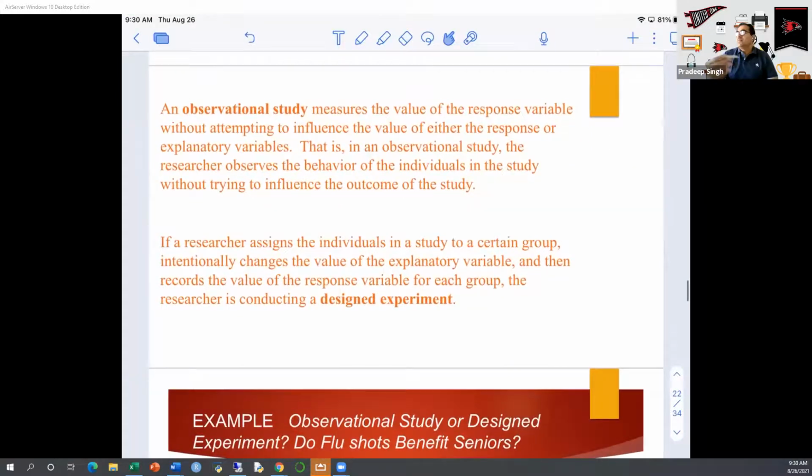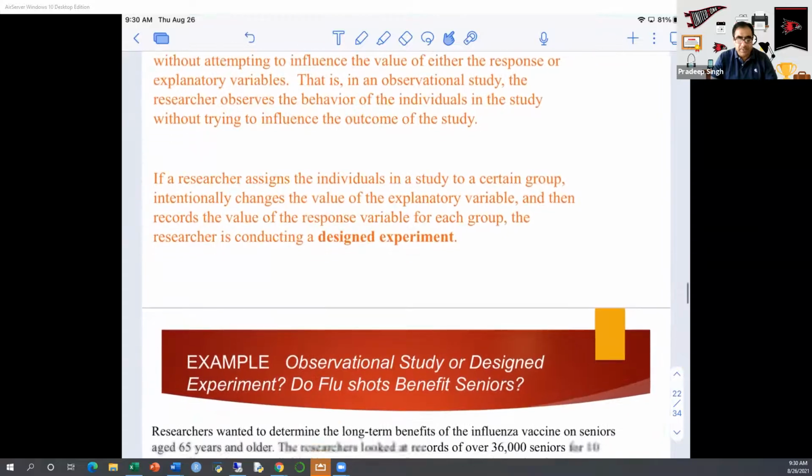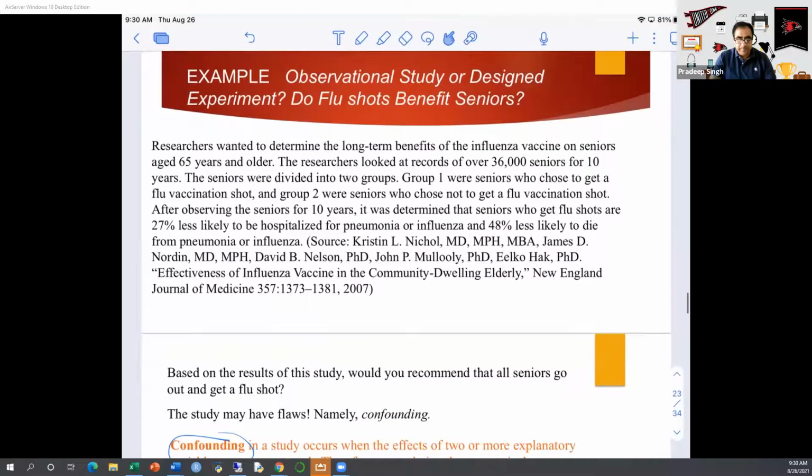There's a formal definition. I will let you read that, but the idea is that in an experiment we are manipulating the response. That means we are giving treatment to different groups, whereas in an observational study we don't give any treatment. It is the self-selected groups, so we just observe what is happening in the groups.